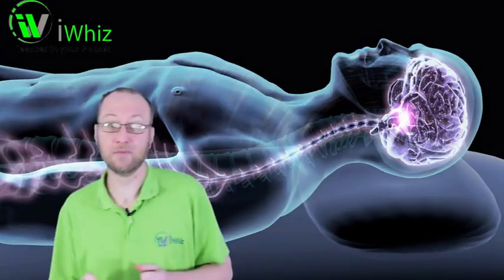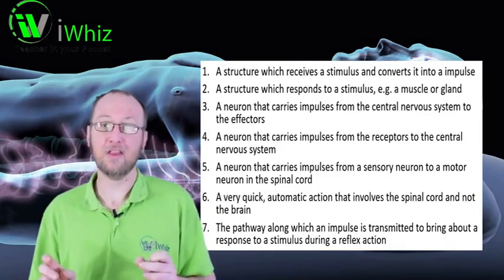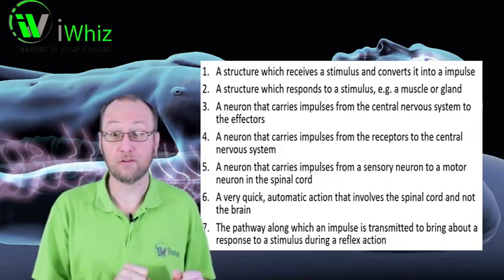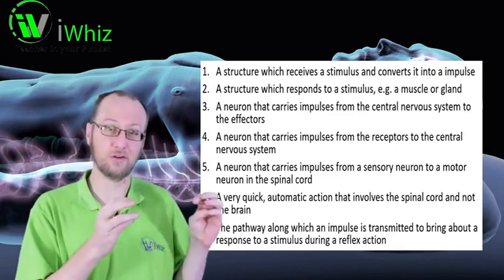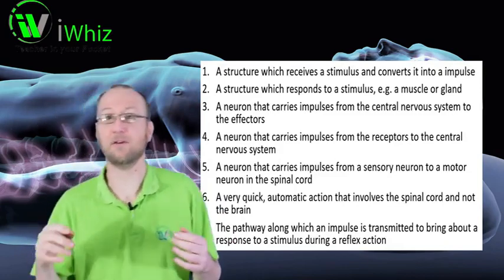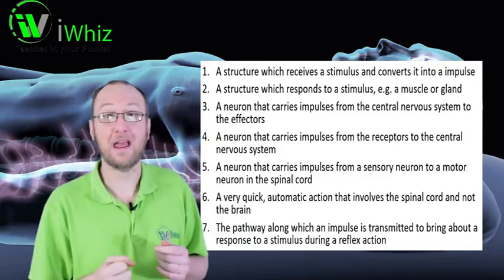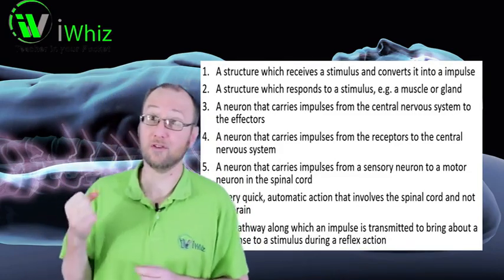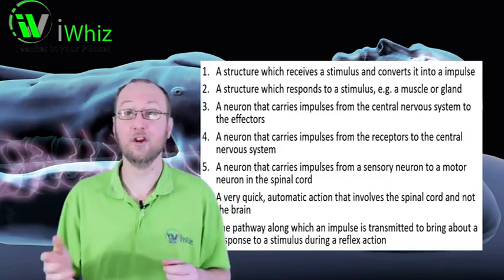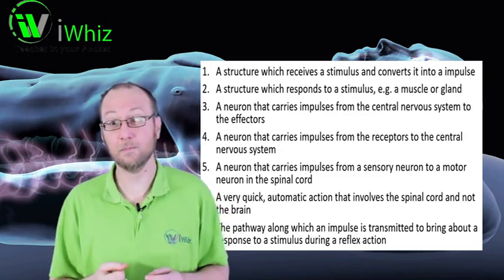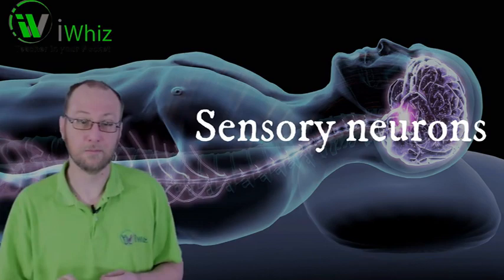Okay, number 4, a neuron that carries impulses from the receptors or the sensory organs to the central nervous system. Again, we have our sensory neurons, connector neurons, and motor neurons. Which one of those carries information from our sensory organs or receptors to the central nervous system? These would be the sensory neurons.